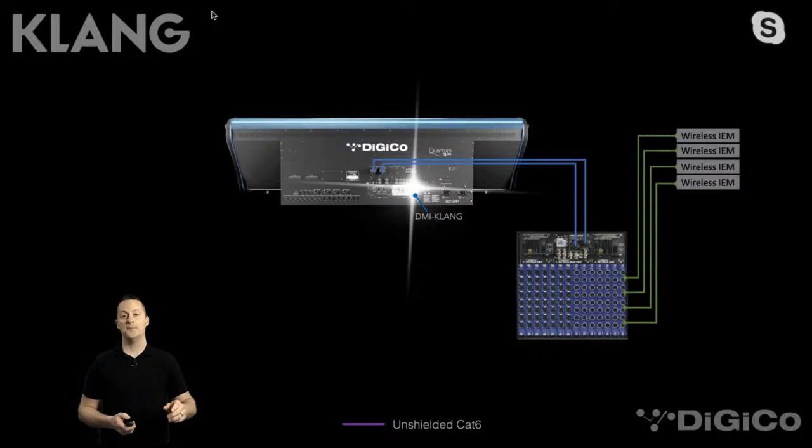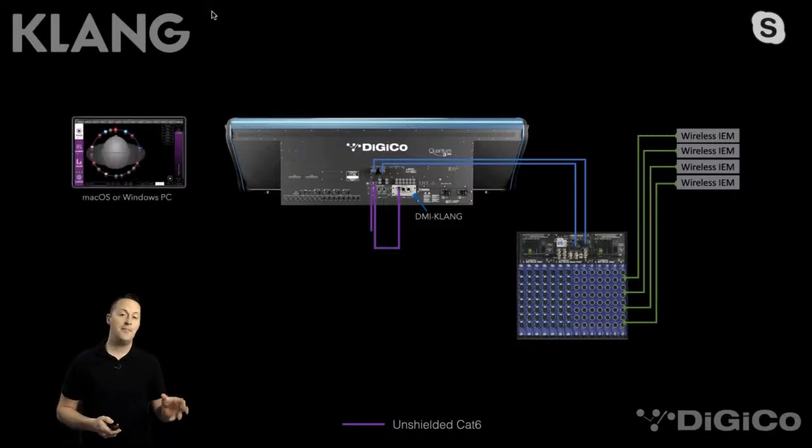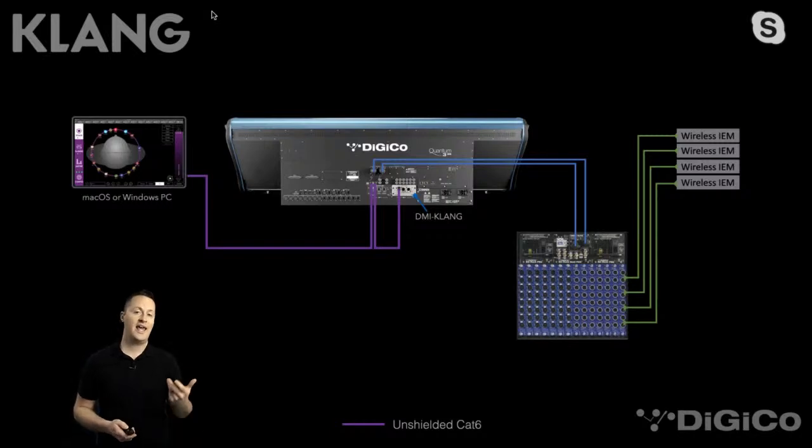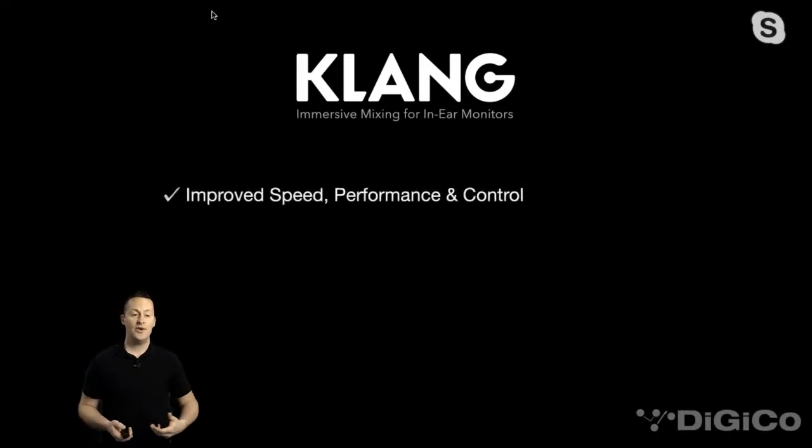Now we're going to add the KLANG DMI card into this console, and then we're actually going to wire that KLANG DMI card through its network port back to the console's network port. So here's where we tie the two together. Now we also need a Mac or a PC running the KLANG application. You're going to have this also wired up and connected to the Quantum 338. So now they're networked together, and then of course, what do you get with this? When you do this, you actually get improved speed, performance, and control. They truly integrate together as one.